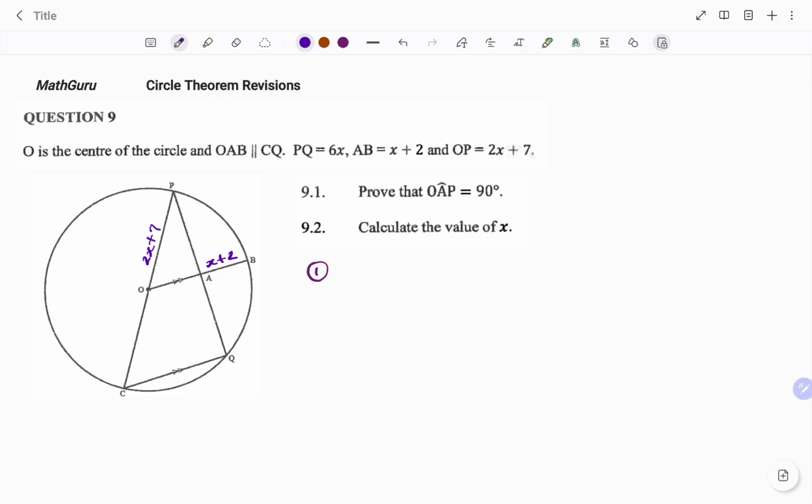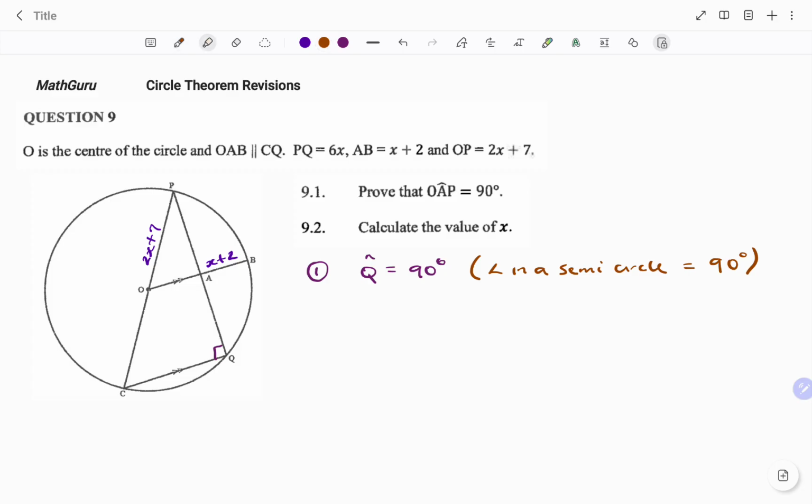And then to prove that OAP is 90 degrees, I will start by saying that the angle at Q, as shown, is equal to 90 degrees. And the reason being, we have that as angle in a semicircle equals 90 degrees.